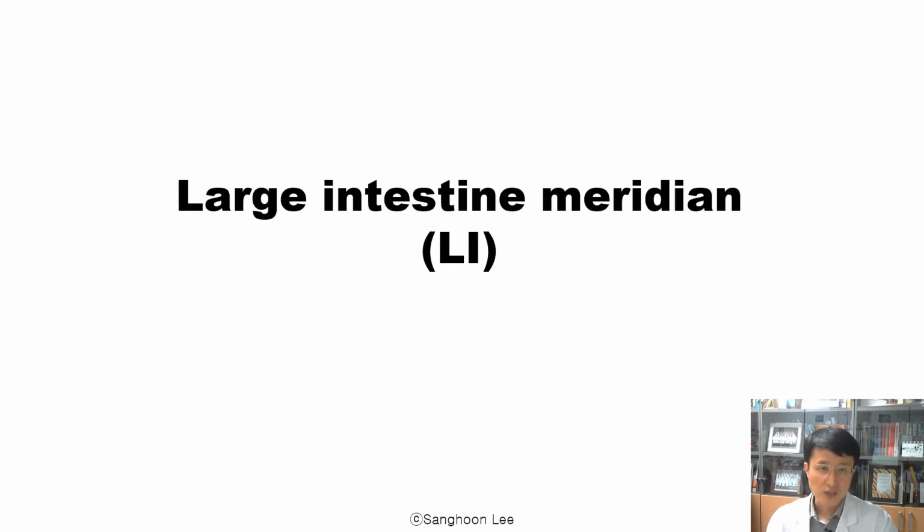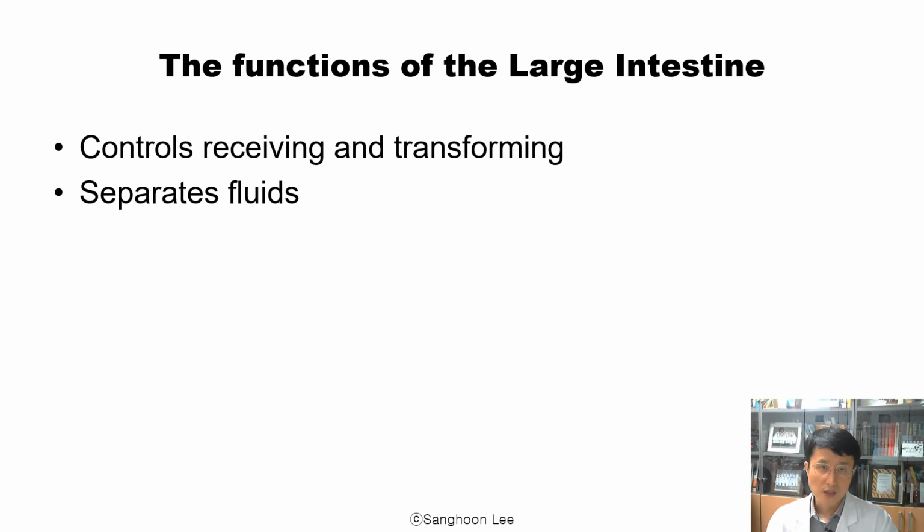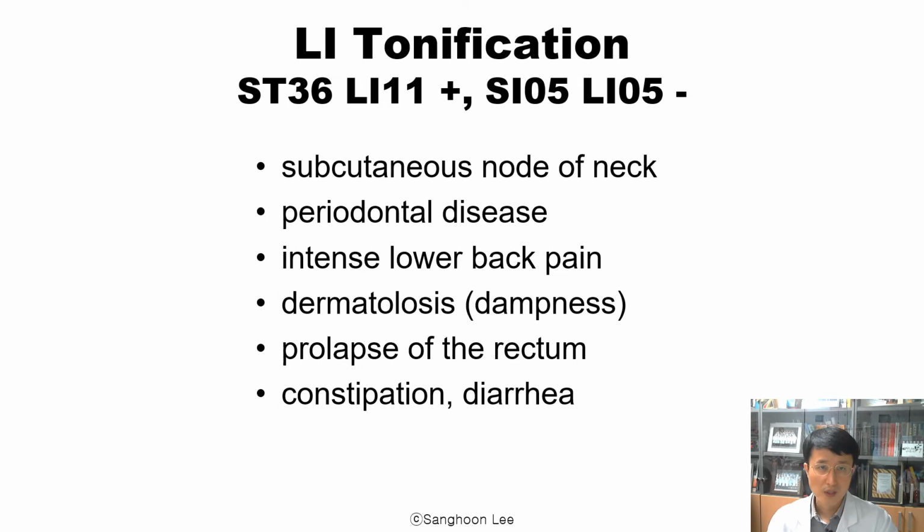Let's see large intestine meridian. The functions of the large intestine: it controls receiving and transforming, and it separates fluids. Large intestine tonification formula is reinforcing stomach 36, large intestine 11 points, reducing small intestine 5, large intestine 5 points.